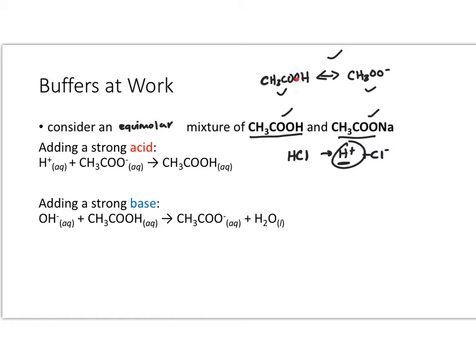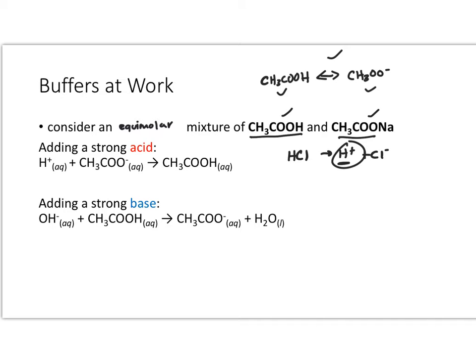What's going to happen is one of these species is going to interact with the H+ that I add. Which species is going to be able to behave as a base and interact with the H+? The answer, of course, is the acetate ion. So the acetate ion will react with H+ and produce CH3COOH, acetic acid. So the quantity of acetic acid is going to increase a little bit, and the quantity of the acetate ion is going to decrease.